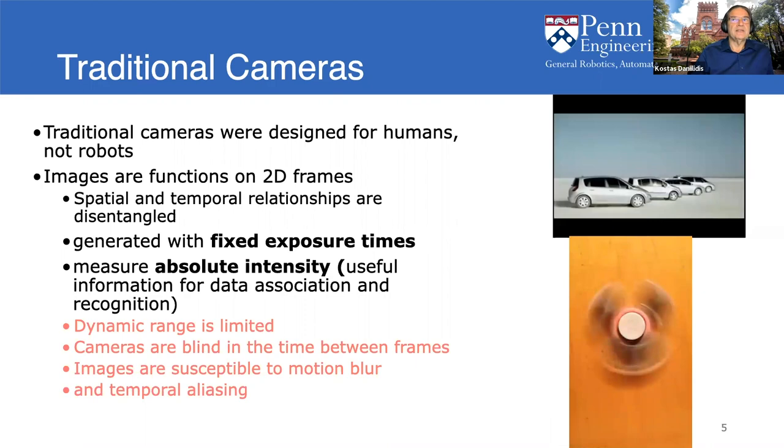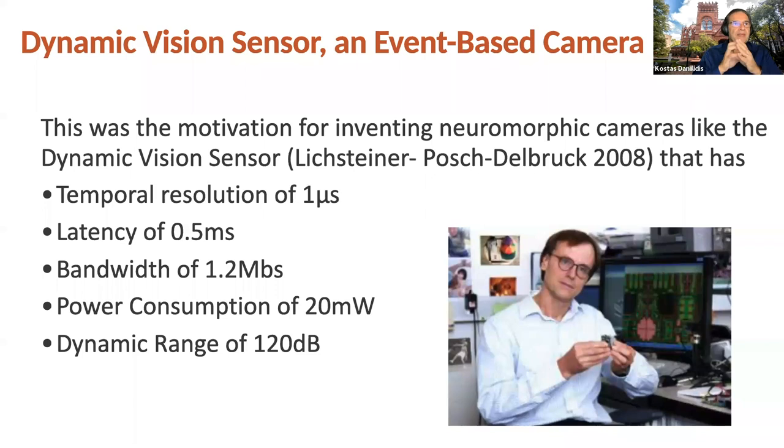So at some point, in the 80s, Carver Mead's group at Caltech started building cameras which would capture these spikes, these impulses, and give these impulses as output. And indeed, the first such sensor, the DVS, was built by Tobi Delbruck, here in the picture.